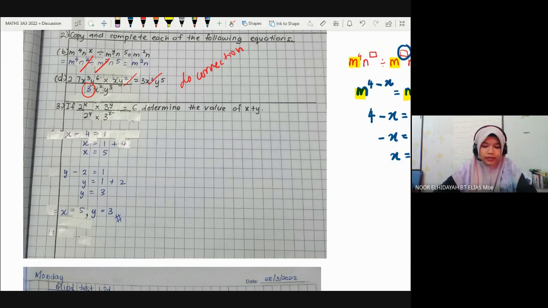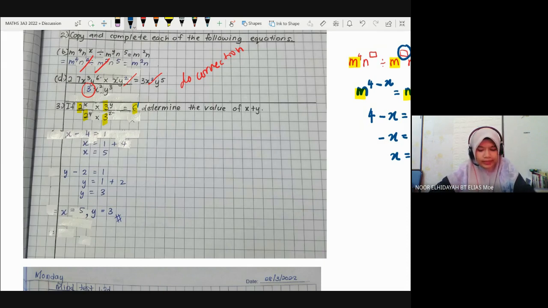Okay, alright. So here, kita tengok, you have base 2, base 3 and base 6. 6 is actually 6 power of 1. Here is 6 power of 1. So how to solve this one?